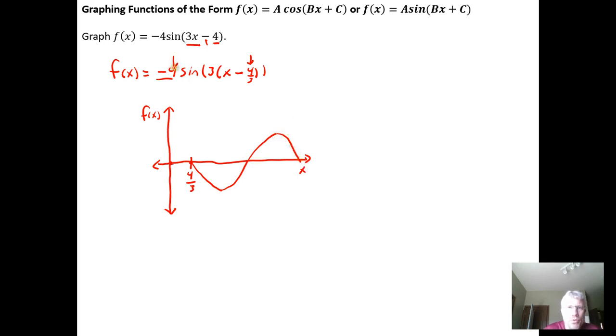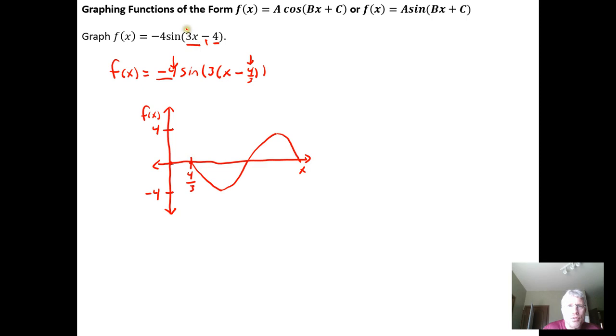We know the amplitude is 4, so we know that the highest point on the graph is going to be at 4, and the lowest point right here is going to be at -4. And then what we need to do is figure out what the period is. What is the distance between the beginning and when we wind up back where we started?